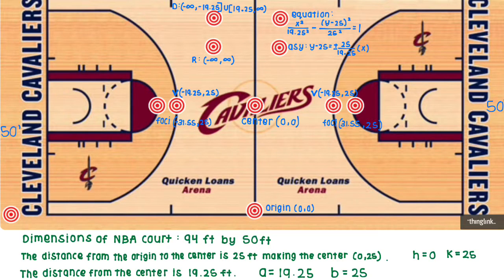The dimensions of an NBA court are 94 feet by 50 feet. The distance from the origin to the center is 25 feet, making the center (0, 25). H is 0, while K is 25. The distance from the center to the three-point line is 19.25 feet. Therefore, our A value is 19.25 and our B value is 25.